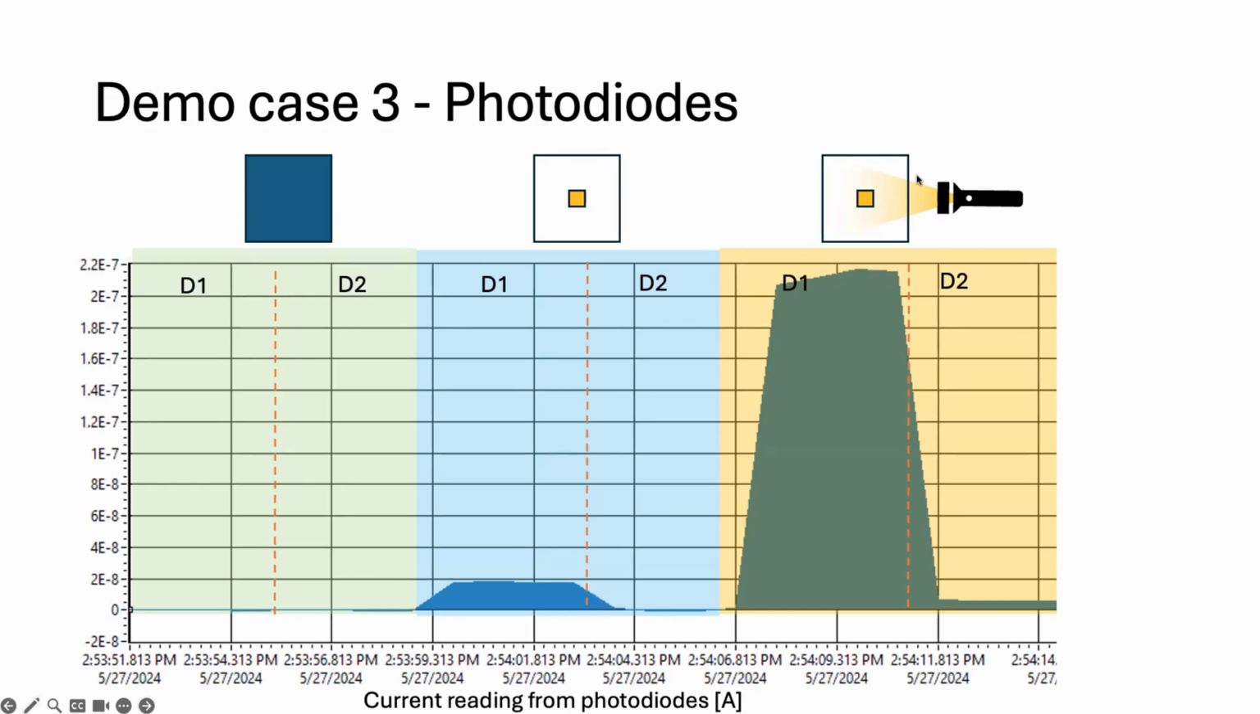And when the torch was also applied, then the photocurrent increased definitely. And also for the D2 photodiode, there is a much higher current. If you go further into the analysis, the ratio of increase of this current for D1 is similar to the increase for D2.